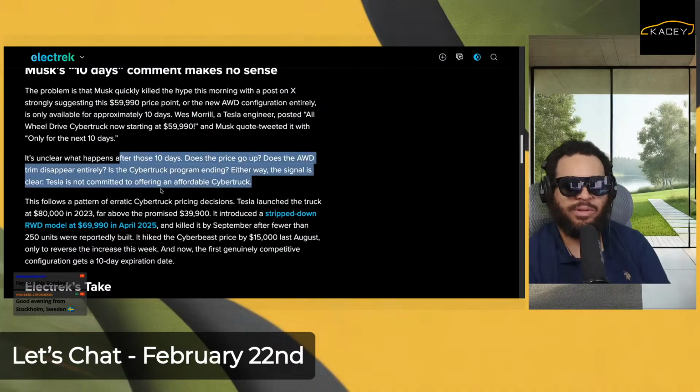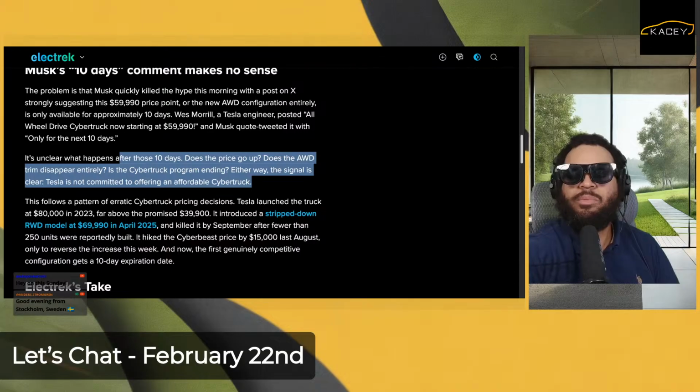Unclear what happens after the 10 days. Does the price go up? Does the all-wheel drive trim disappear entirely? Interesting. And then what would the Cyber Beast look like if they do that? Or would it be Cyber Beast and rear-wheel drive only, but rear-wheel drive will have this level of content instead of the stupid one they had last time?